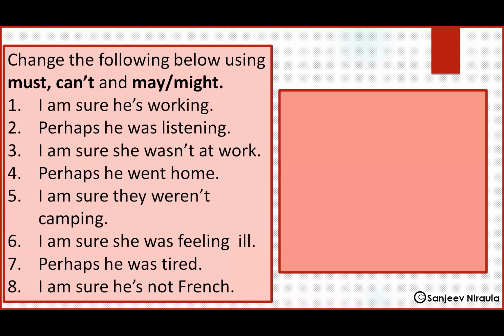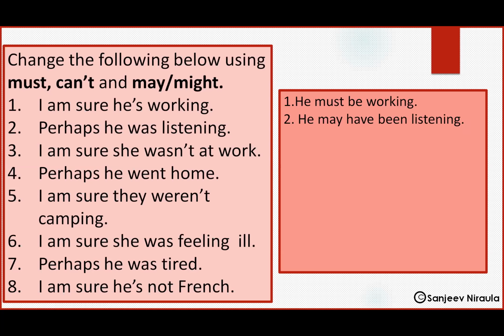These are the important questions from the perspective of board examinations, and the instruction is like: change the following sentences below using must, can't, may, and might. Question number 1, I'm sure he is working. It is positive, so must, remove I'm sure, and convert is into be, and the answer is he must be working.